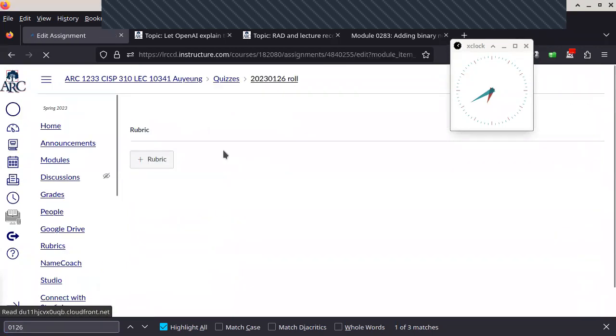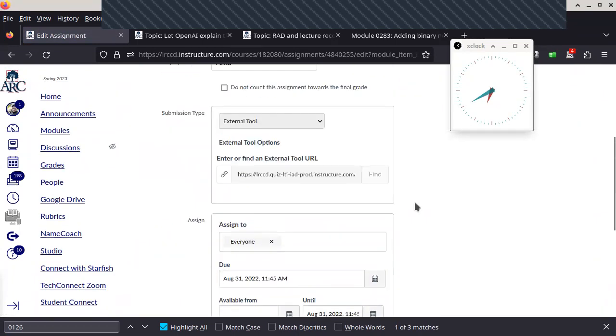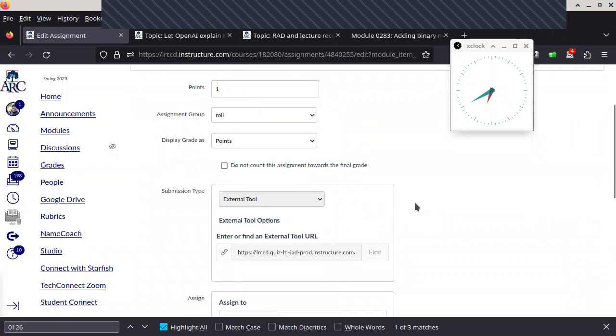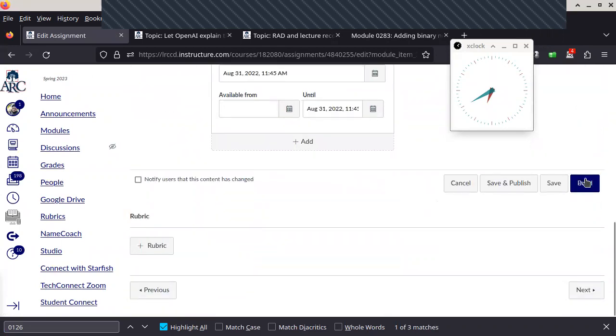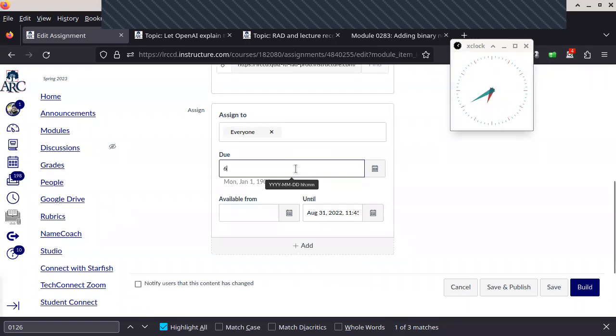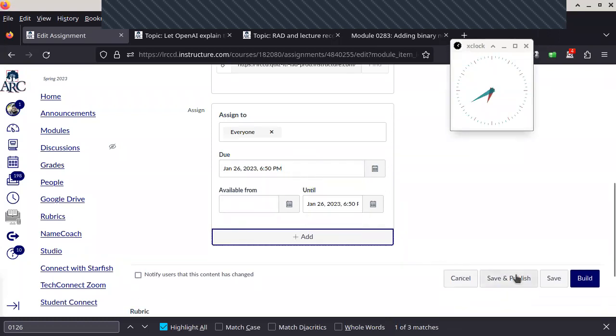All right, I cannot remember how I specify the access code. I think it was in that last screen. Let me do it one more time. Oh, you also need to change the date. You guys cannot see it yet because I have not published. So let me publish first. I'll give you guys till the end of today's class period, so that would be 6:50 p.m. Save and publish.